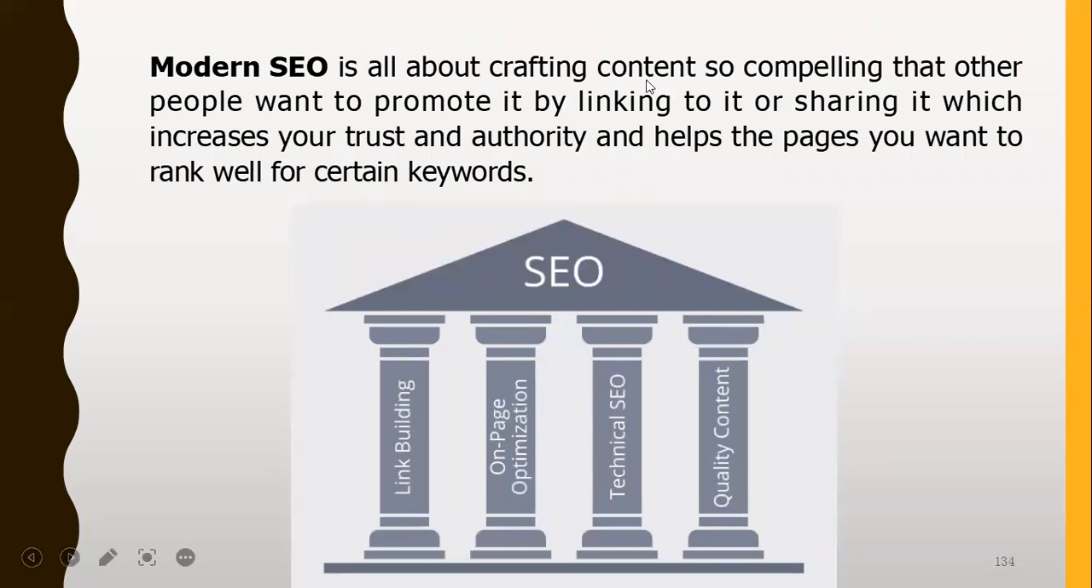So it's about crafting content so compelling that other people want to promote it by linking to it or sharing it, which increases your trust and authority. See, SEO is about search engines saying that the content you have on your website is of good essence. And that's why if people search for keywords, your website is being presented. So it's on four building blocks: link building, on-page optimization, technical SEO, and quality content.